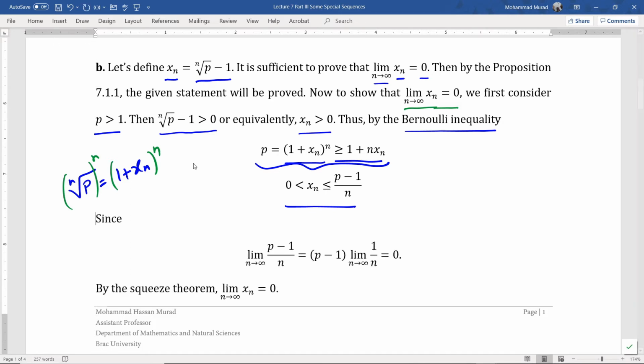Since the limit of p minus 1 over n equals p minus 1 times the limit of 1 over n, which equals 0, by the squeeze theorem, the limit of x sub n must also be 0. So this concludes the proof for the case where p is greater than 1.